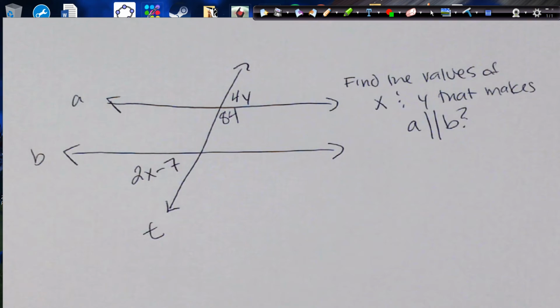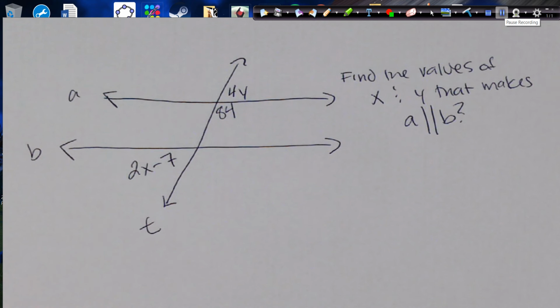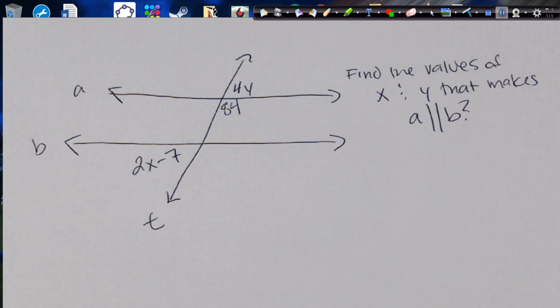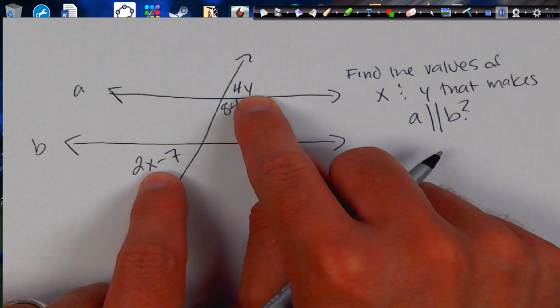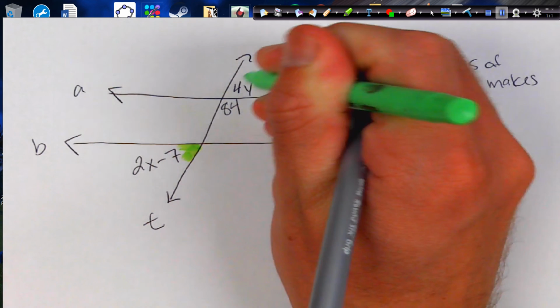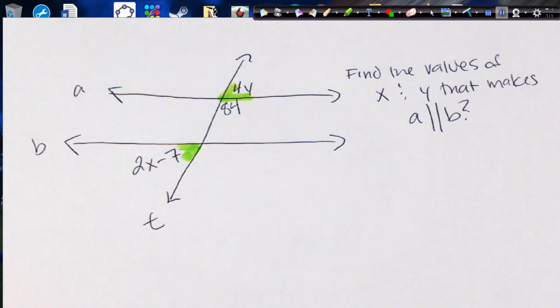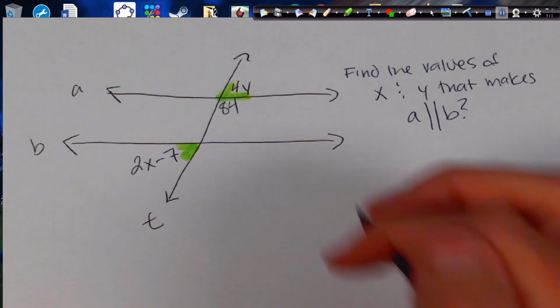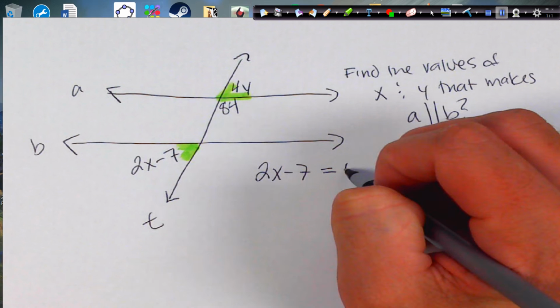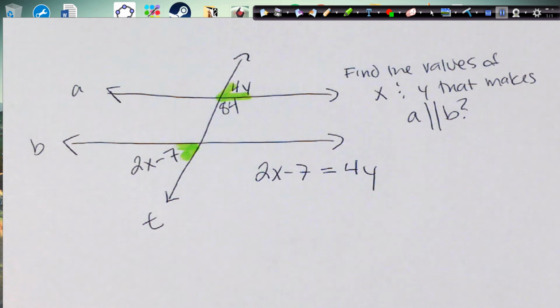I promise it won't be a proof. Okay, for our last one, we have this picture here. We have 2x minus 7, 4y, and 84. And it says, find the values of x and y that make A parallel to B. Okay? Well, to make A parallel to B, we really need to set these two equal to each other because these two angles are alternate exterior angles. And if we have alternate exterior angles are congruent, then we can show that A is parallel to B by using the converse of alternate interior angles.